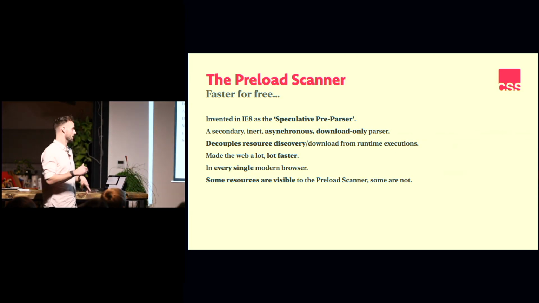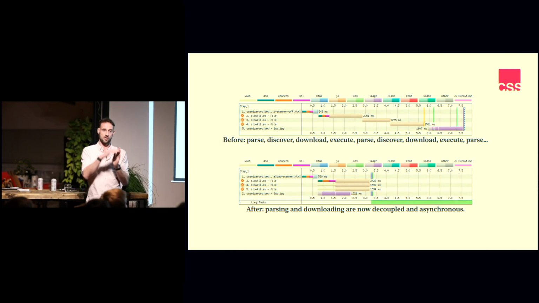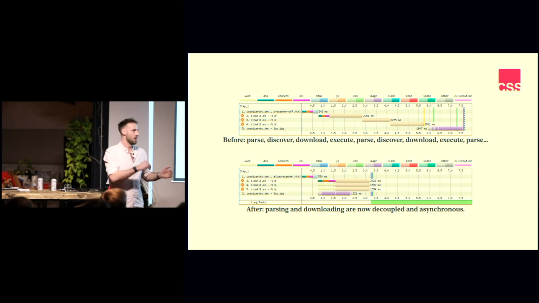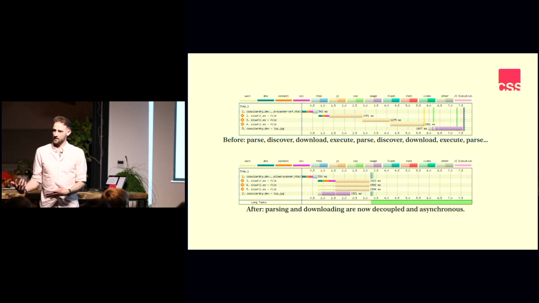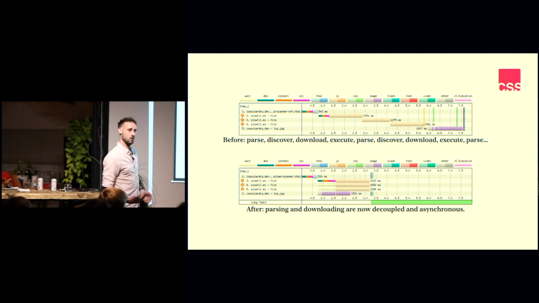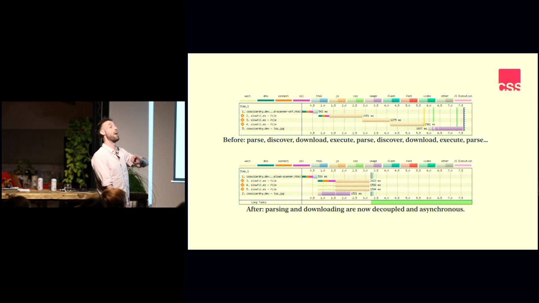So in the olden days, when one parser has to discover the files and download them, everything was sequential. Downloading 3 JavaScript files and an image used to look like this, really, really slow. As soon as the preload scanner was invented, downloads became asynchronous, while execution remained, for the most part, synchronous. Literally for free, we went from the top to the bottom overnight. And this is in every single modern browser. You're currently experiencing and benefiting from this.